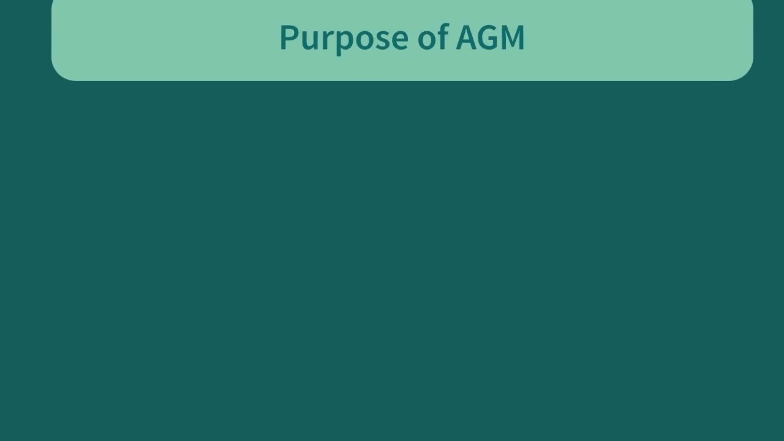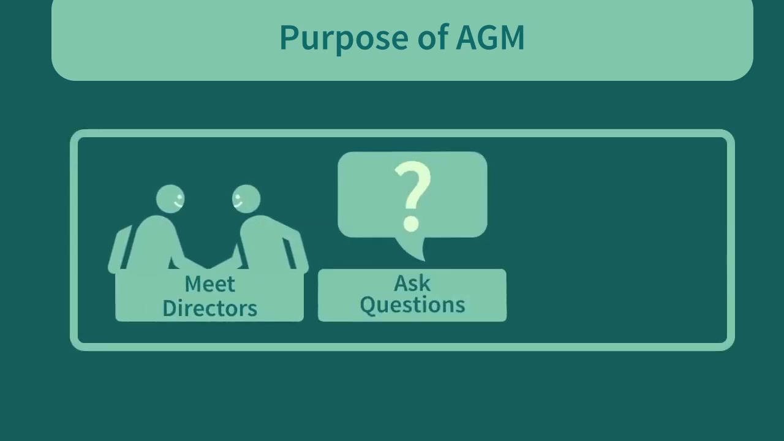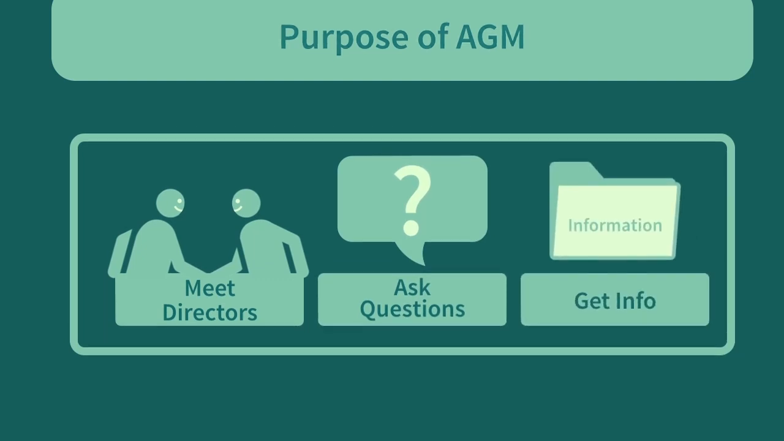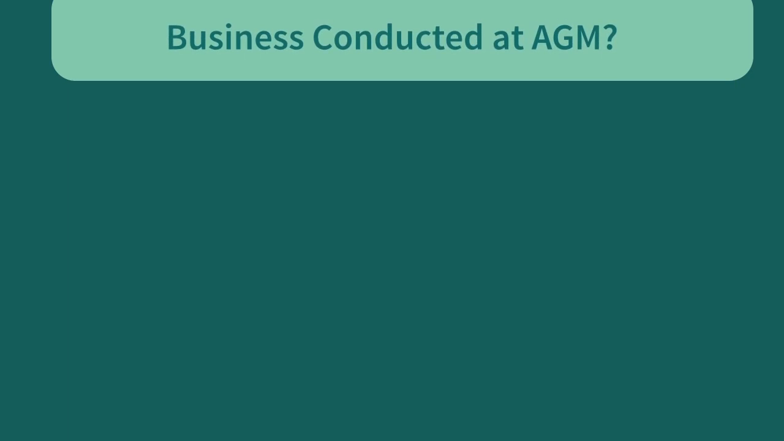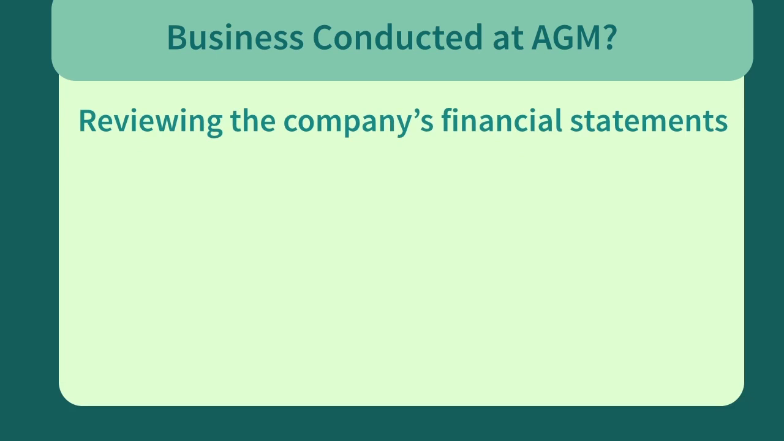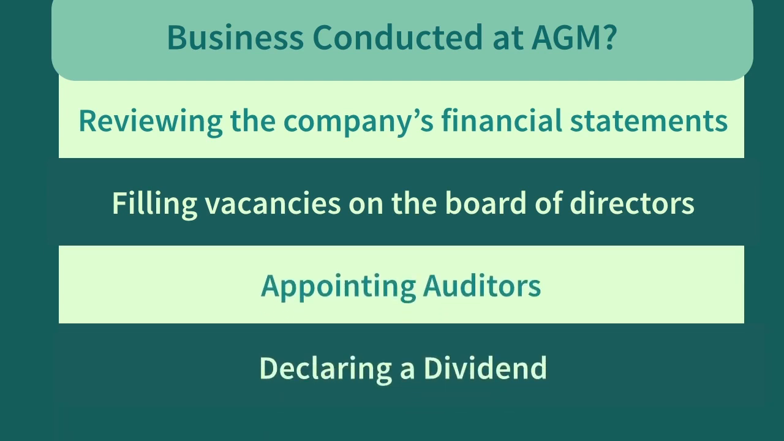What is the purpose of an annual general meeting? The purpose of an annual general meeting is to give members an opportunity each year to meet the directors, to ask questions and receive information about the company. The main business conducted at an annual general meeting is reviewing the company's financial statements, filling vacancies on the board of directors, appointing auditors, and declaring a dividend, a payment to members. Other matters may also be discussed and voted on.